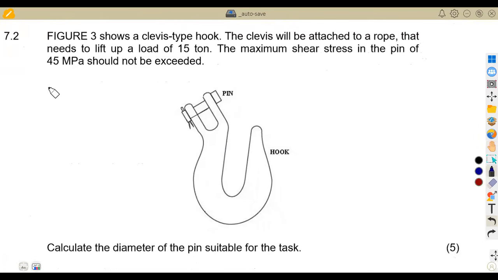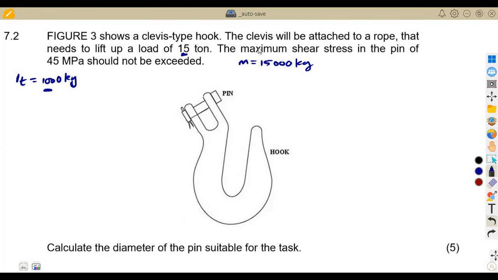Remember, the mass is given as 1 ton is equal to 1,000 kilograms. So for 15 ton, we're going to have 15 times 1,000. So we are given our mass in this case as 15,000 kilograms, which is 15 ton, all right?